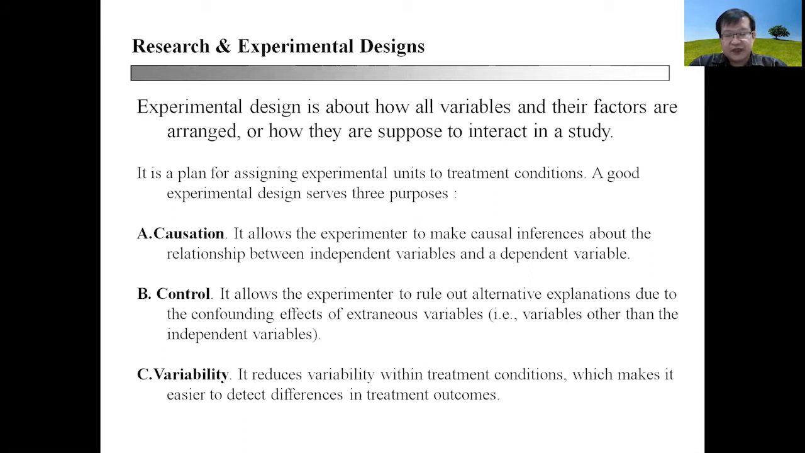Let's look at causation. Causation allows the experimenter to make causal inferences about the relationship between independent variables and dependent variable. Oftentimes, you can use incremental dosages or incremental treatment or intensity of treatment to see whether it results in the corresponding increase in response. Control will actually allow the experimenter to rule out alternative explanations due to confounding effects of extraneous variables. For example, you may want to control for effects of age by grouping young animals in a young animals group versus old animals in an old animals group.